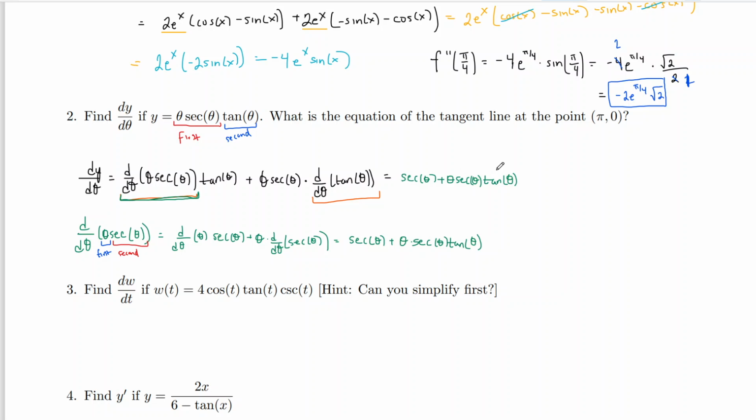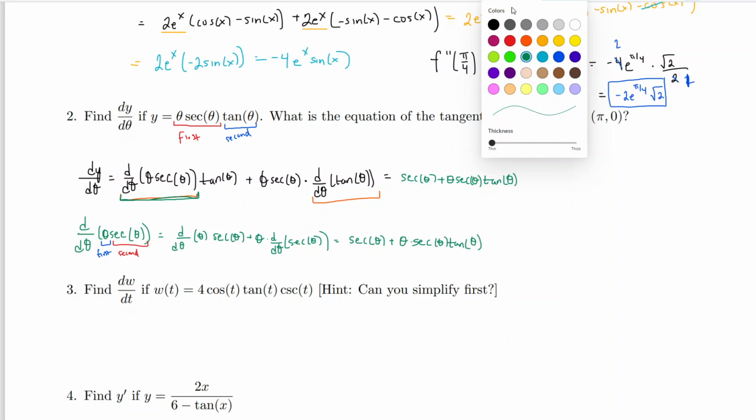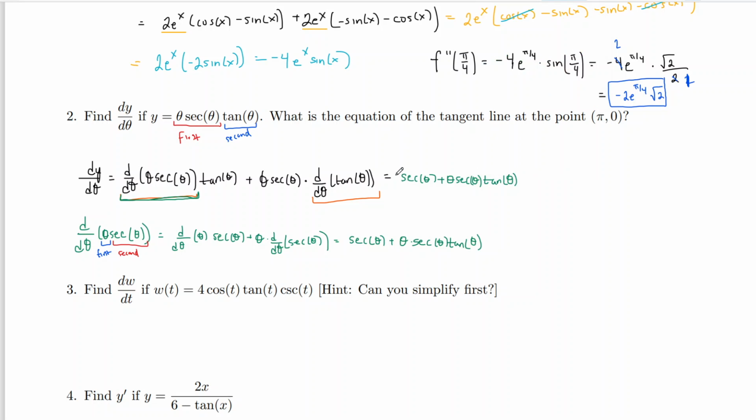Oddly enough, I think it's kind of funny that this was our original function right here, but that's not really that important. All right, and this whole thing is being multiplied by tangent of theta plus theta times secant of theta. And then we want to multiply by the derivative of tangent of theta, which is secant squared of theta. Once again, you may not have these memorized yet, and I understand, so look at the formulas that we made before.